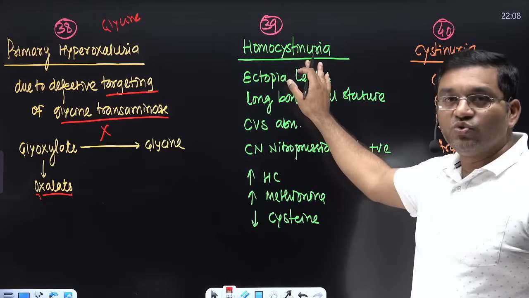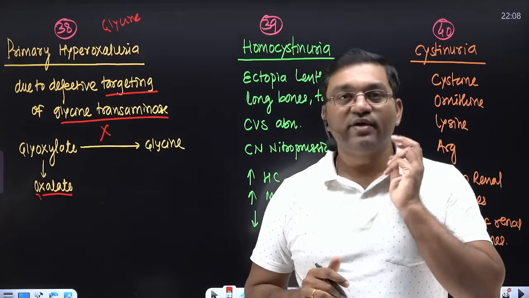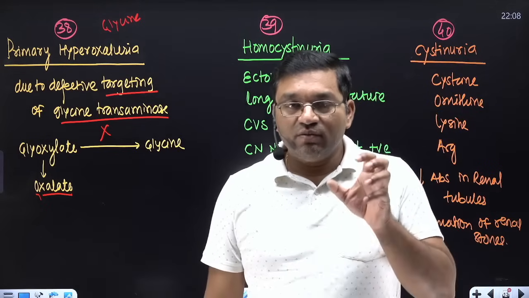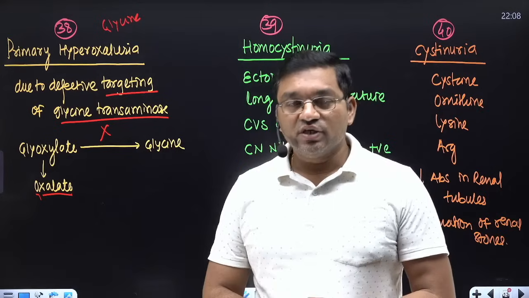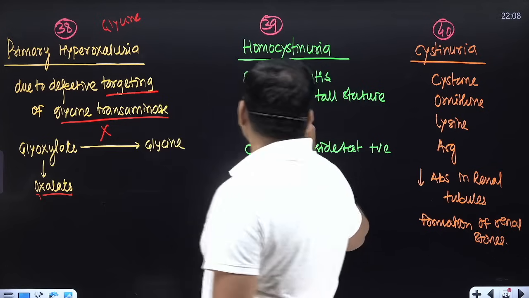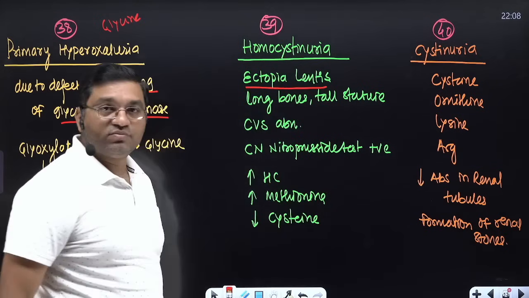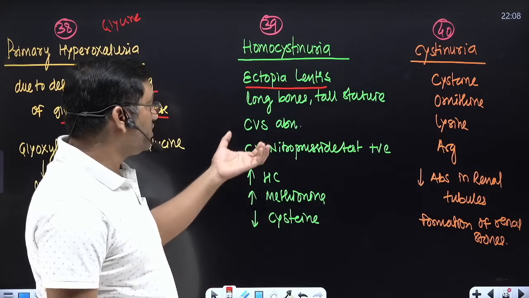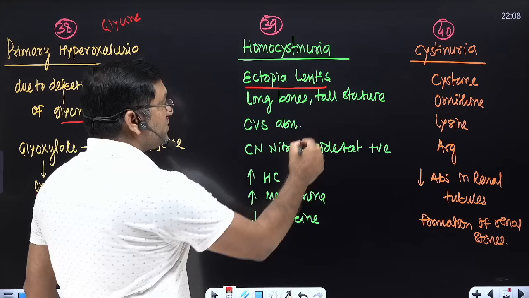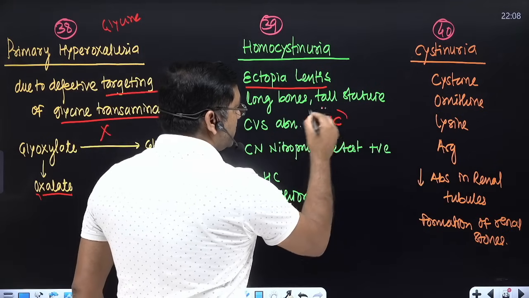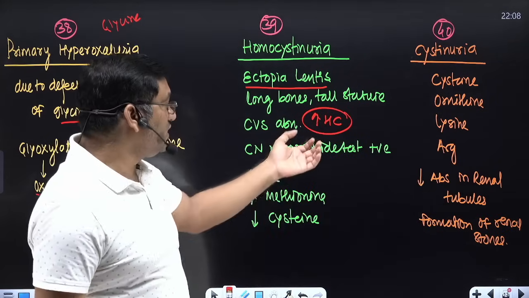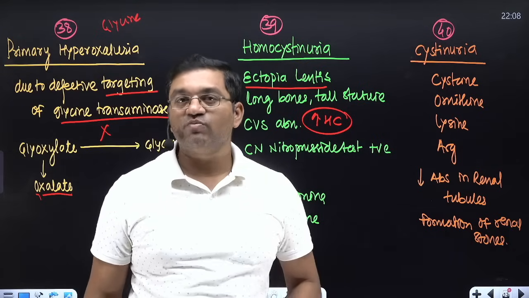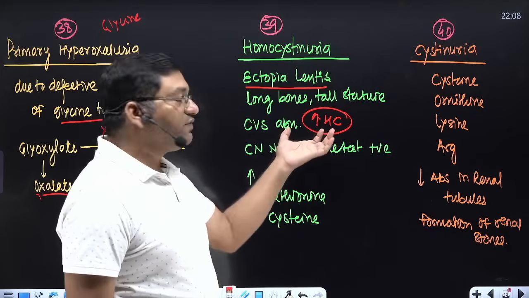Then homocystinuria, it is related with the methionine and cysteine metabolism. In homocystinuria, there is elevated homocysteine level in blood, and it is excreted in the urine. It is characterized by ectopia lentis, means subluxation of the lens, long bones, tall stature, and Marfan syndrome like features. Serious abnormality because of raised homocysteine level. It interferes with the collagen cross-link, and it causes the reactive oxygen species formation, which favors the formation of oxidized LDL, and it causes the serious abnormality.